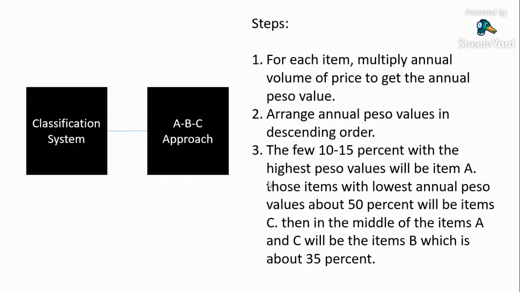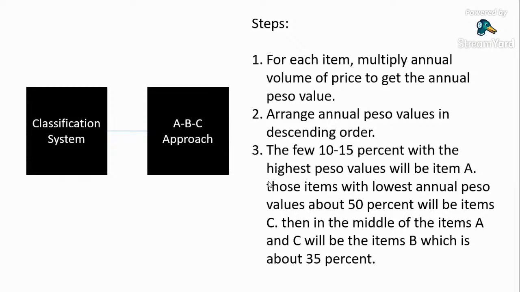So by the way, doon sa PDF na sinend ko sa inyo, mayroon tayong example kung paano ginagawa ang ABC approach, if you really want to know about this. Okay, the third step, the few 10 to 15% with the highest peso values will be item A. Those items with lowest annual peso values, about 50%, will be item C. Then in the middle of item A and C will be item B, which is about 35%.